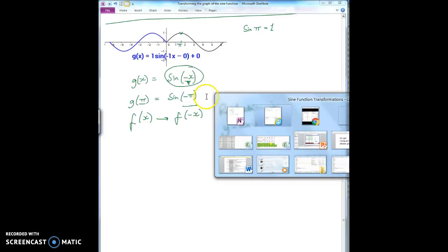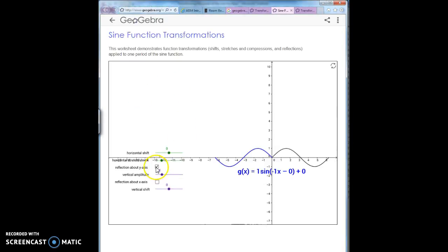The last one, nearly there guys, the last one we're going to look at is reflection in the x-axis. So play around with this, see if you can figure out why it's happening. Look at the function here, see how it changes as we reflect in the x-axis. Pause the video until you can explain that in your own words.